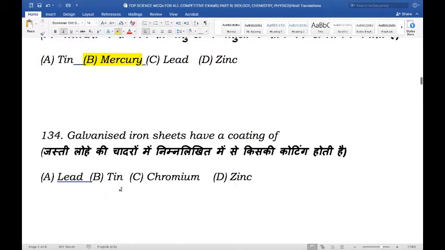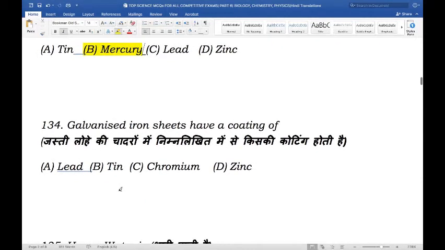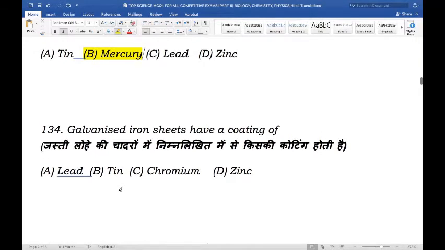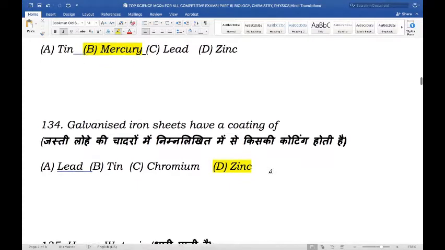Question number 134. Galvanized iron sheets have a coating of, is it A, lead, B, tin, C, chromium, or D, zinc? So galvanized iron sheets have a coating of D, zinc. Galvanized iron sheets are steel sheets which have been coated with zinc.